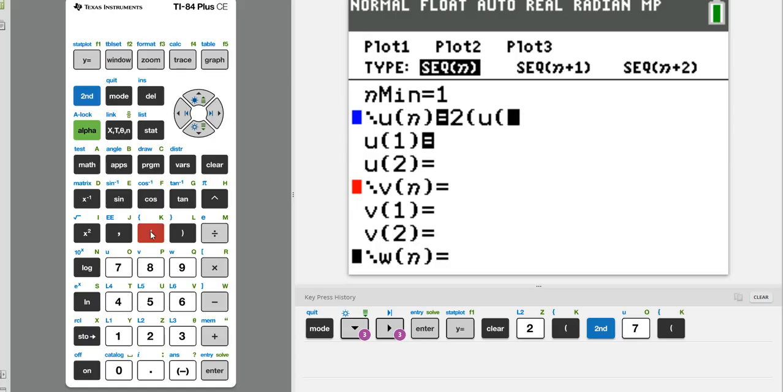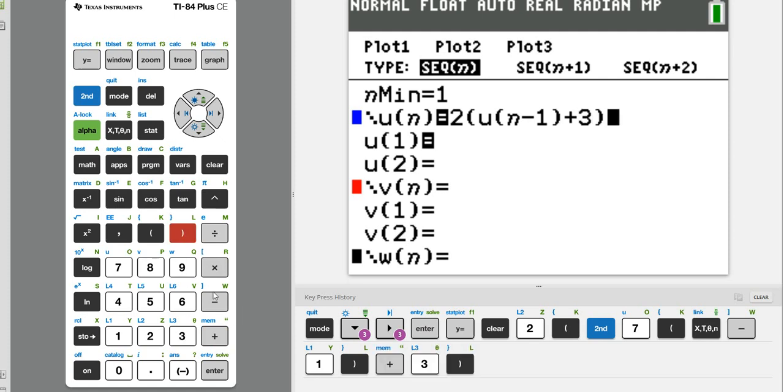So parentheses. And now let's come up here to our old favorite key, the X key, and press that. And what do you notice instead of the usual X that we have? Yeah, now it's an N. So n minus 1, parentheses. So there you go. Now you've got 2 times U sub n minus 1 plus 3, close parenthesis. That's our general recursive formula here.